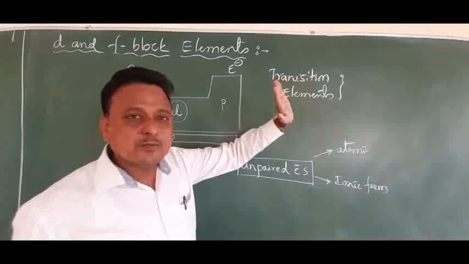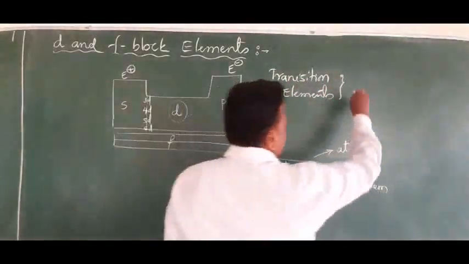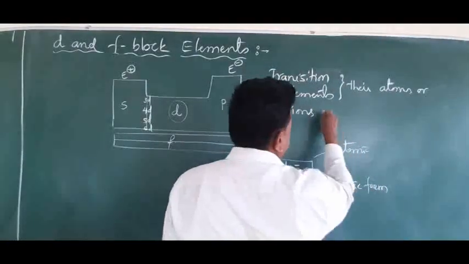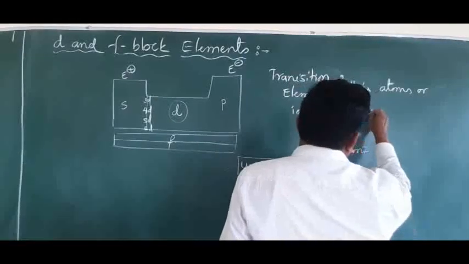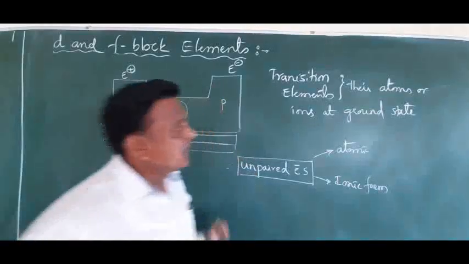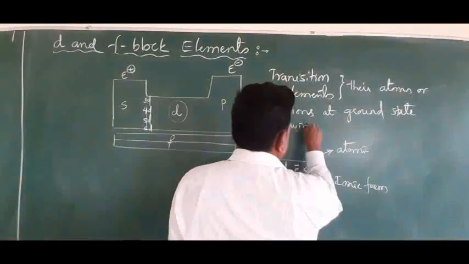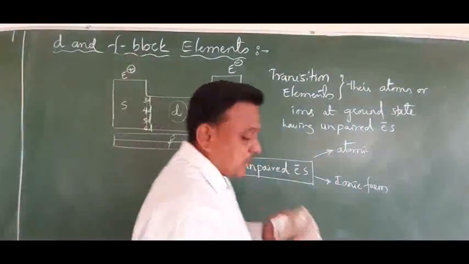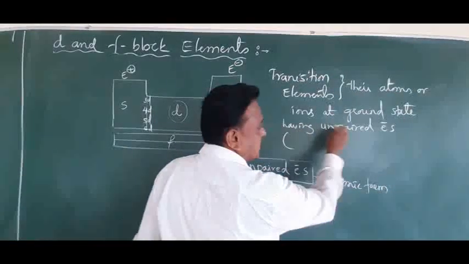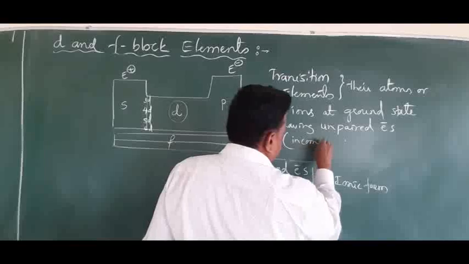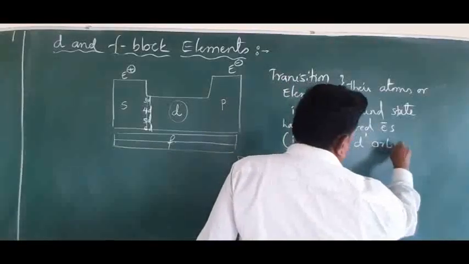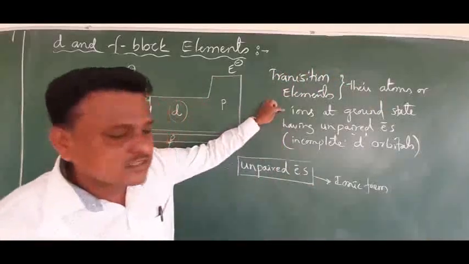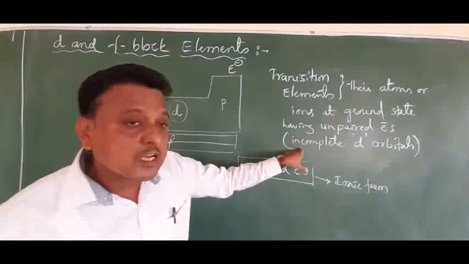I define once again, transition elements. D block elements are called transition elements because their atoms or ions at the ground state have unpaired electrons, or another term you can use in place of unpaired electron, having incomplete d orbitals. Why do we call D block elements transition elements? Because their atoms or their ions at the ground state have unpaired electrons, or they have incomplete d orbitals.